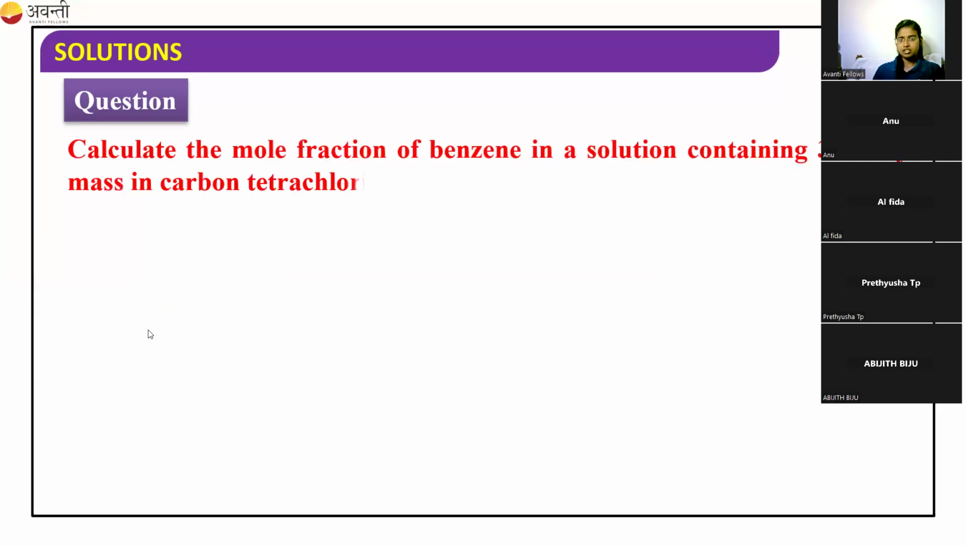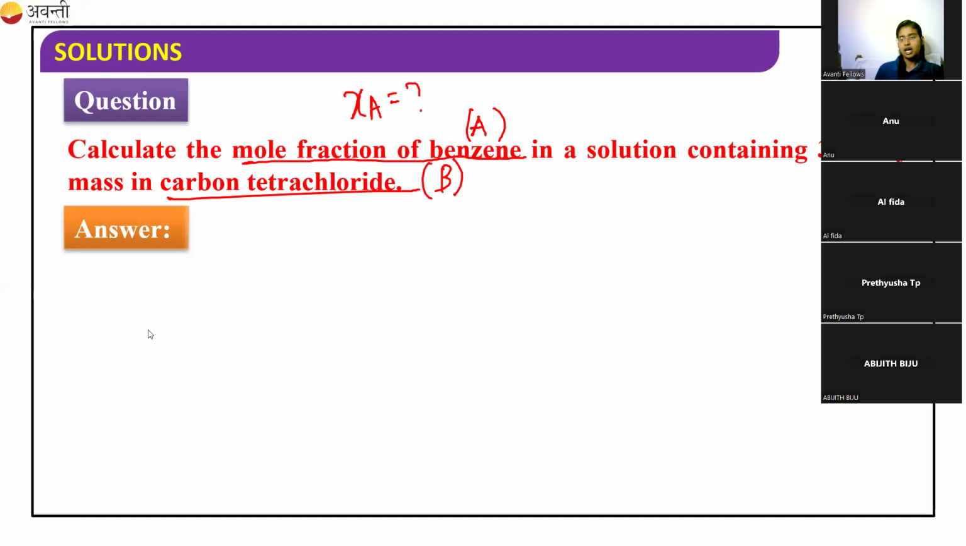Calculate the mole fraction of benzene in a solution containing 30% by mass in carbon tetrachloride. Again, the same components, no? Benzene and CCl4 are coming. But we have to find out the mole fraction now, which is of benzene. Component A is benzene. Component B is carbon tetrachloride. We have to find out Xa in a solution containing 30% by mass in carbon tetrachloride.